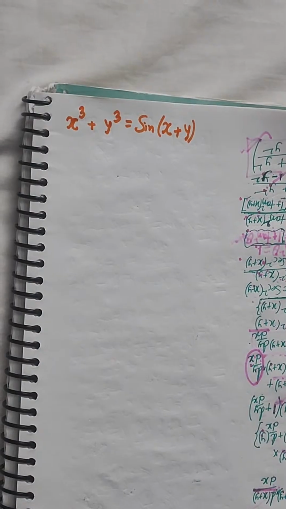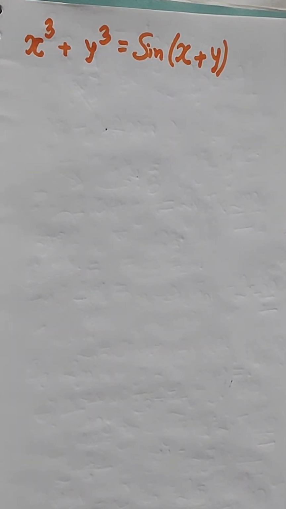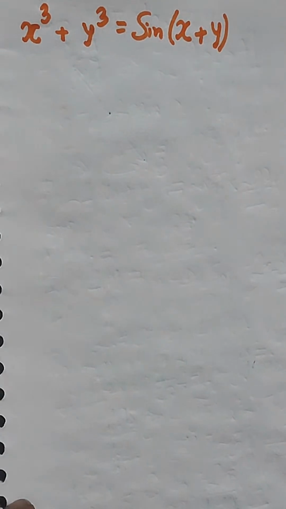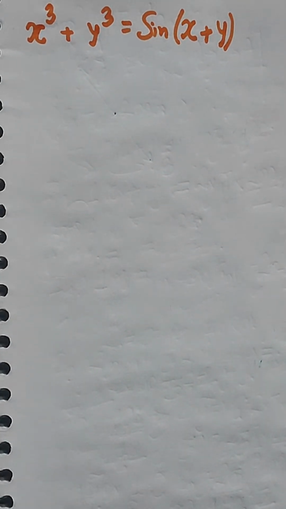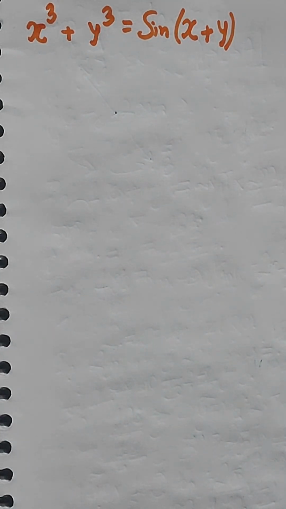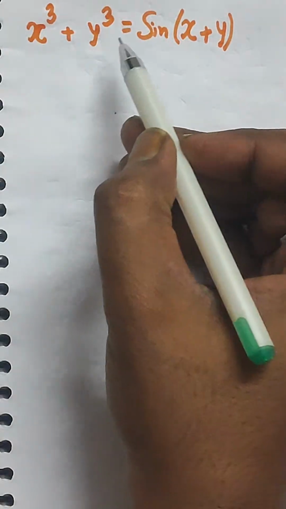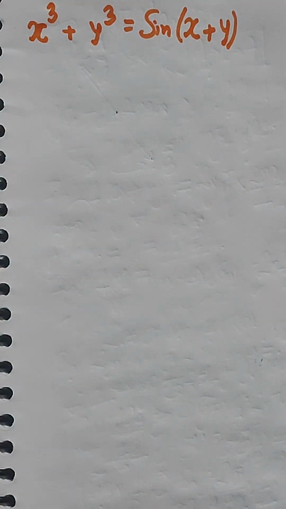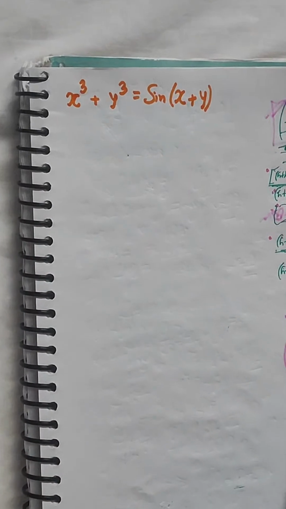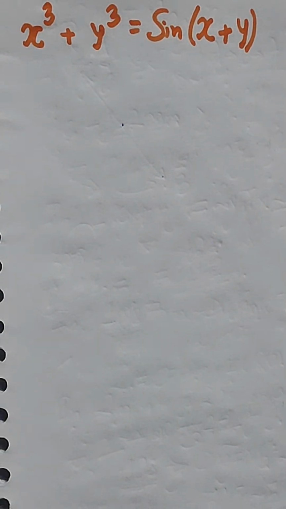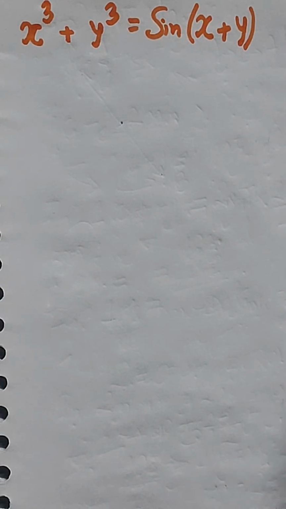So today we'll be taking some more questions from calculus, basically from differentiation. Here we are taking two questions from implicit functions. The first question is: if x cube plus y cube is equal to sine of x plus y, then we need to find dy by dx.